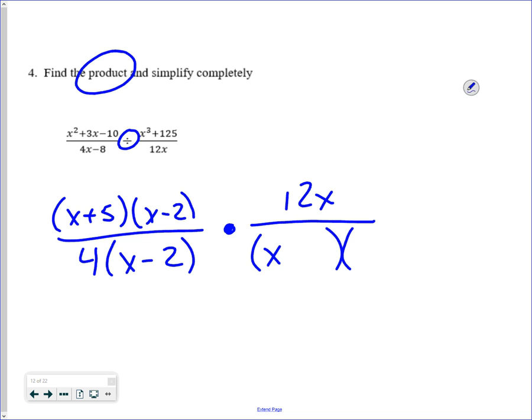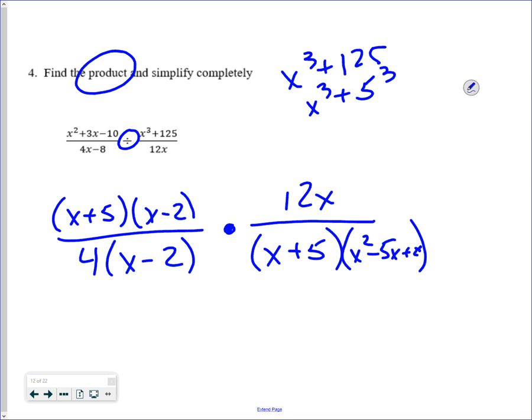Now, factoring cubics. X cubed plus 125 is the same as x cubed plus 5 cubed, which makes x plus 5, x squared minus 5x plus 25. Binomials can be canceled with other binomials. Binomials must have the same binomial in order to cancel. So x minus 2 can cancel with x minus 2. X plus 5 can cancel with x plus 5.